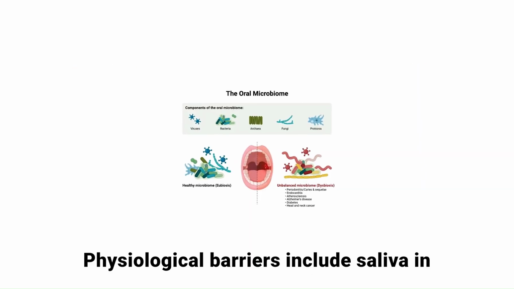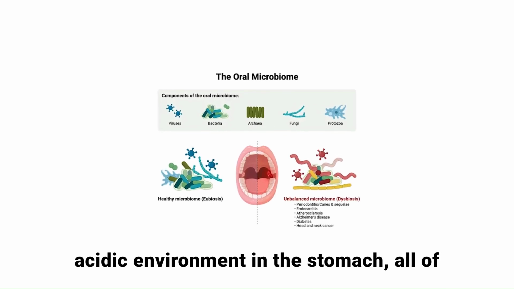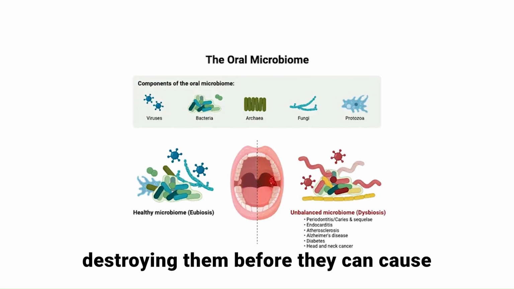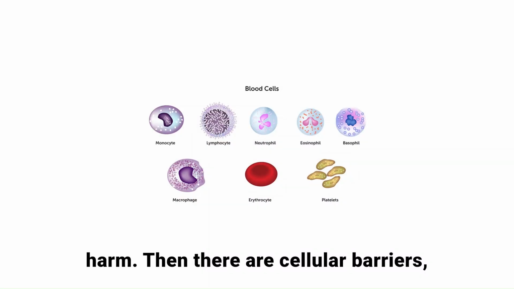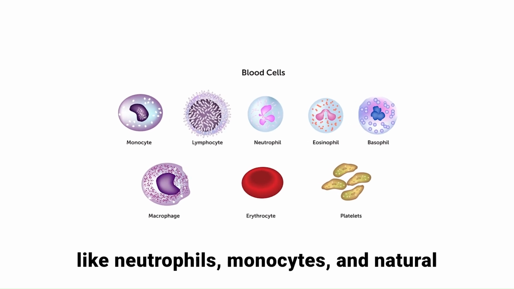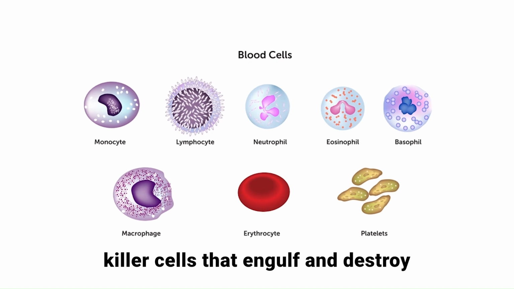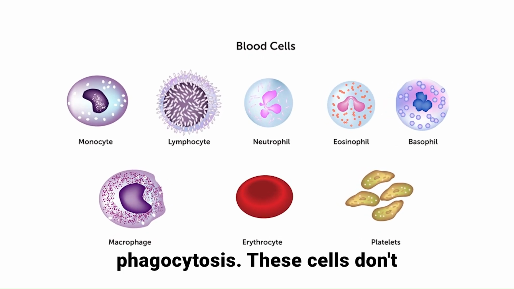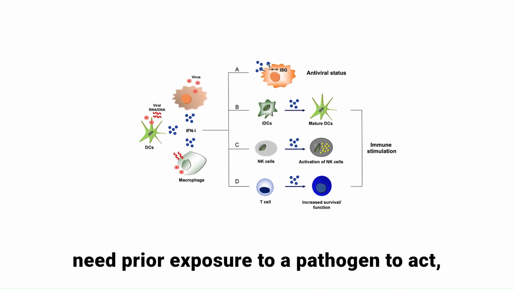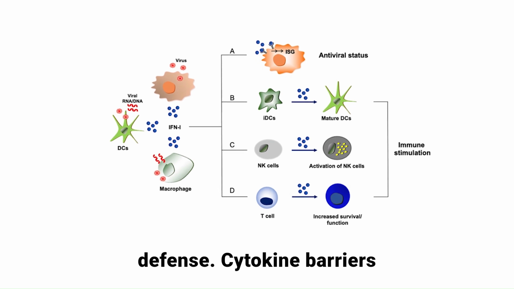Physiological barriers include saliva in the mouth, tears in the eyes, and the acidic environment in the stomach, all of which are hostile to microbes and help in destroying them before they can cause harm. Then there are cellular barriers, which involve certain white blood cells like neutrophils, monocytes, and natural killer cells that engulf and destroy pathogens through a process called phagocytosis. These cells don't need prior exposure to a pathogen to act, making them ideal for an immediate defense.